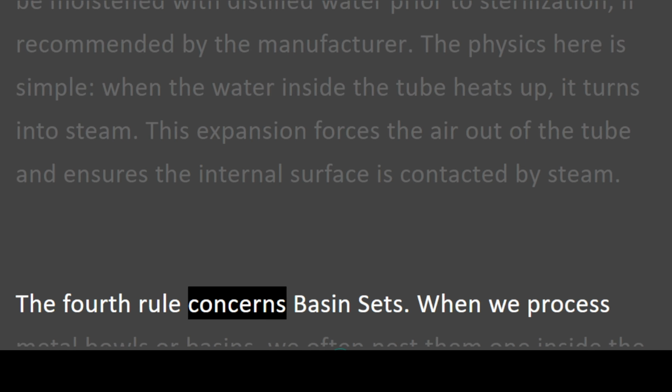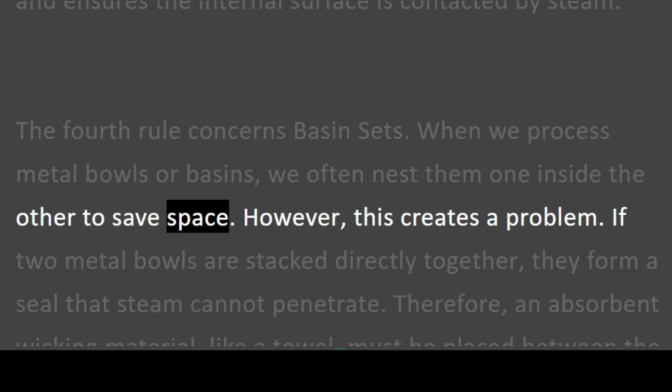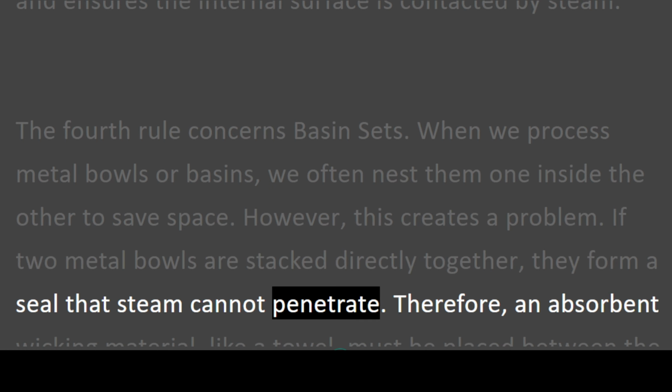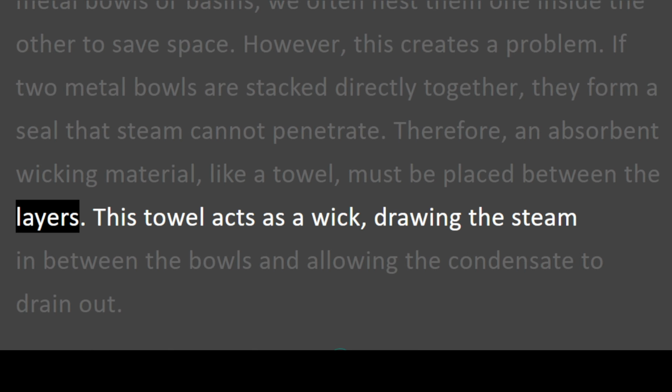The fourth rule concerns basin sets. When we process metal bowls or basins, we often nest them one inside the other to save space. However, this creates a problem. If two metal bowls are stacked directly together, they form a seal that steam cannot penetrate. Therefore, an absorbent wicking material, like a towel, must be placed between the layers.